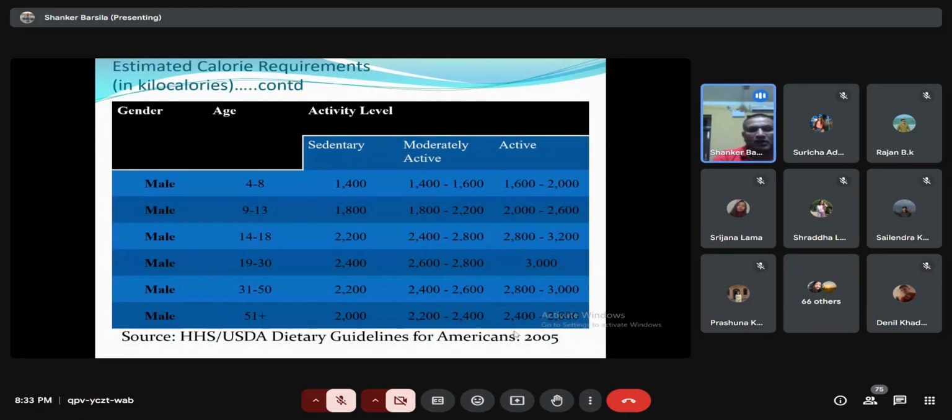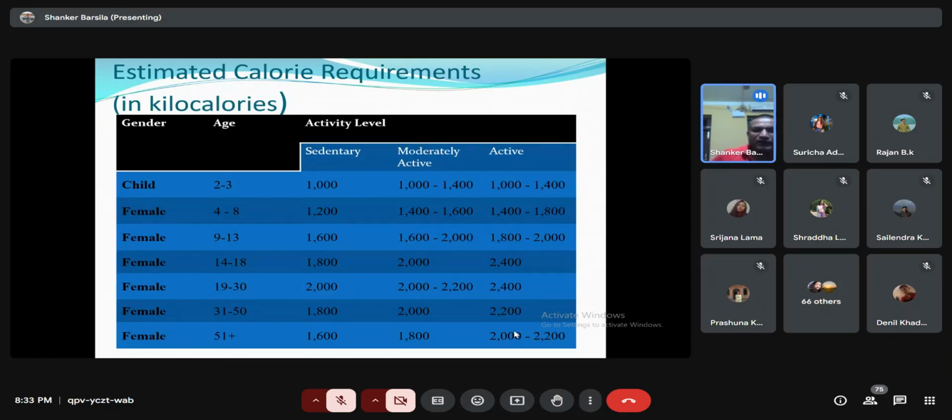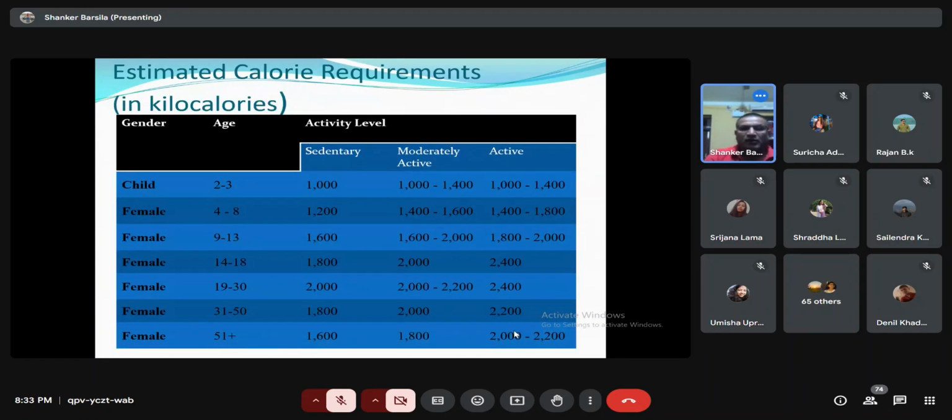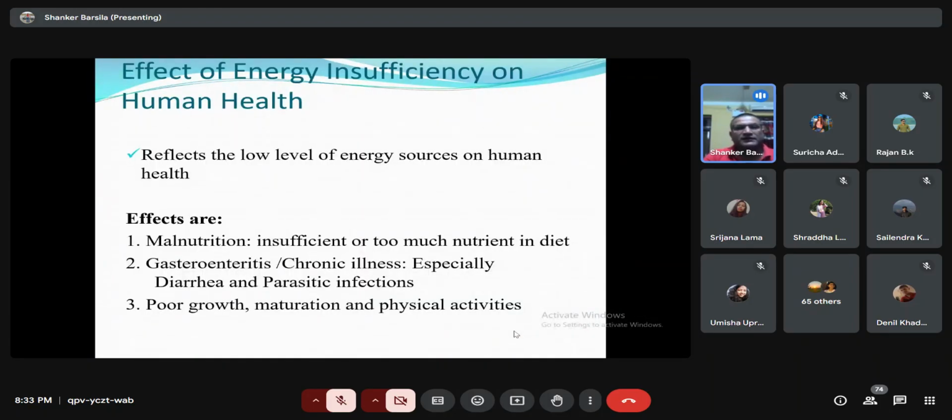You don't need to learn all of it, just for remembering. See here also for male and female, if he is above 50, the BMR is reduced for all sorts of activity levels, active and moderately active. Then also for men, the energy requirement is reduced, but it is always more than that of the woman. Okay, so they are the guidelines.